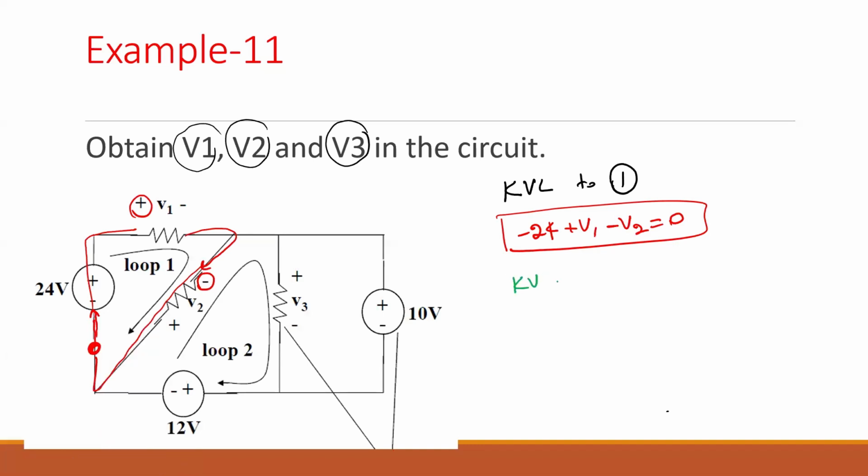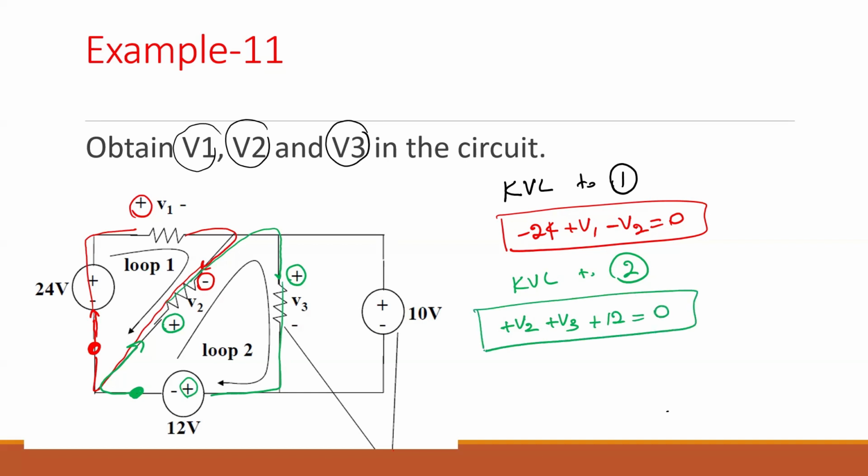Now I'm applying KVL to loop 2. Start at a point. It's up to you which direction. I told you it doesn't matter which direction. So I'm going to the positive side of V2 and then going to the positive side of V3 and going to the positive side of 12. All are positive, doesn't matter. So still it equals 0. So this is my second equation. Am I right?